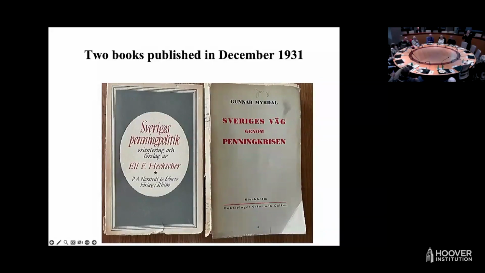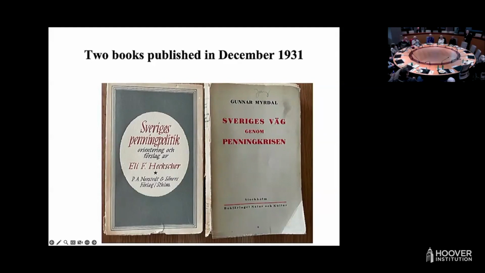Yeah. So Heckscher, he worked hard. He published one month later Sveriges penningpolitik, which basically was the same message as in his report to the Riksbank. It was 179 pages with a classical liberal view. Monetary policy should focus on one issue, price level stabilization.